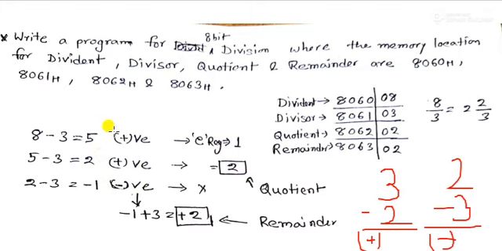If we understand the number is positive, then increment the C register. If the number is negative, then no need to increment. Instead of increment, the addition process will be performed. The result, the quotient, will be in the C register and the remainder will be in the accumulator.